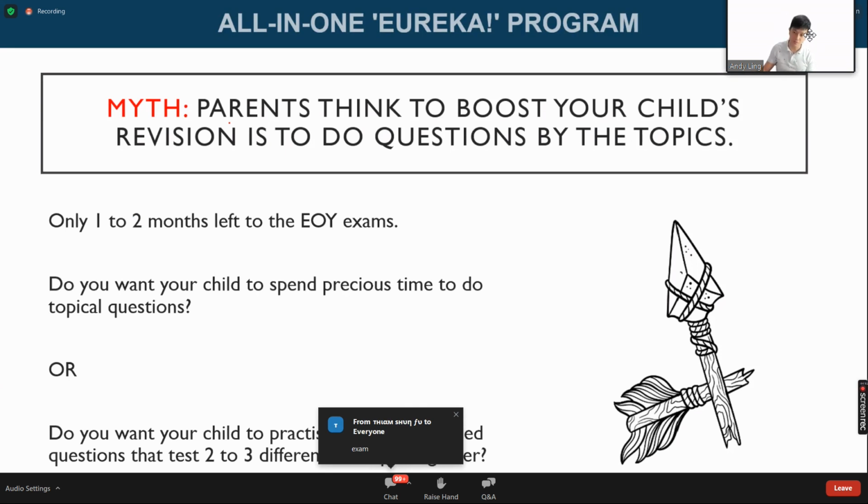Both. Okay, some say both. Ian says yes. Yun Tin says number 2, everything. Why did you have in 1 to 2 months?